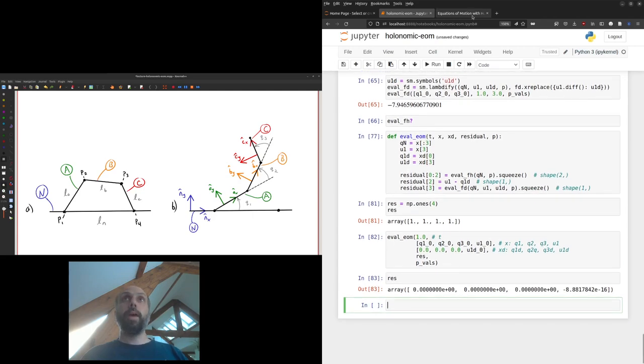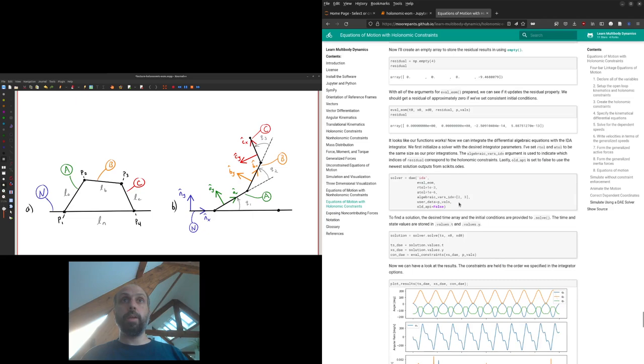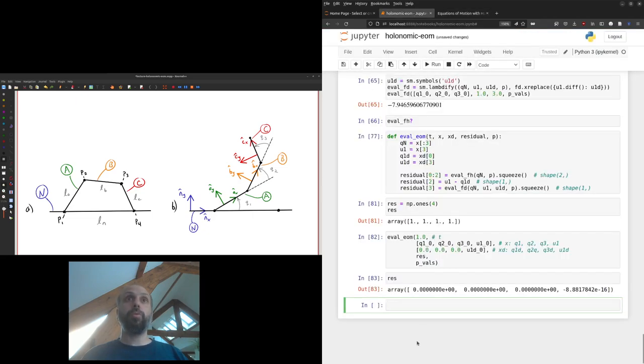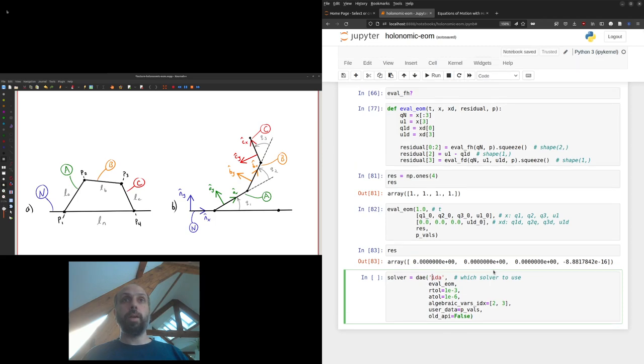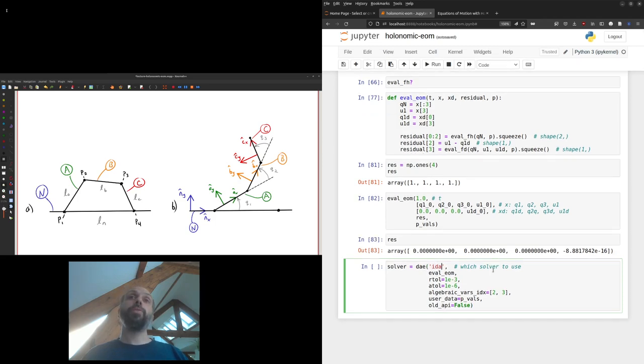All right, now we're going to set up the DAE solver. So I'm going to copy this and just talk through what we have here. There's this DAE function. We first have to tell it which solver to use. I think it may have some other options for differential algebraic equation solvers, but we're going to use the IDA solver, which is the underlying SUNDIALS implicit differential algebraic equation solver. We're going to give it the eval EOM function. Hopefully we've designed it properly above. I think we probably have.